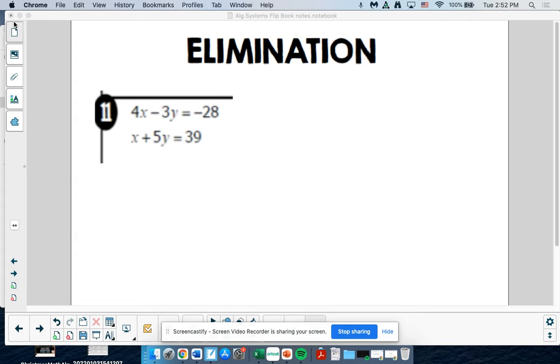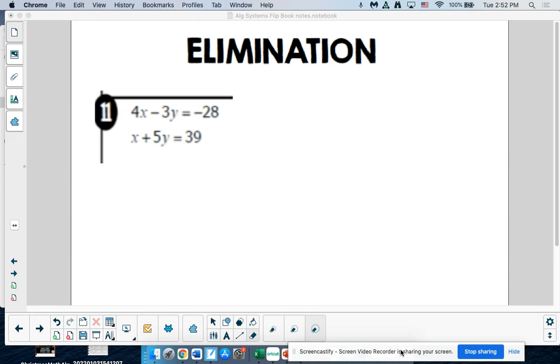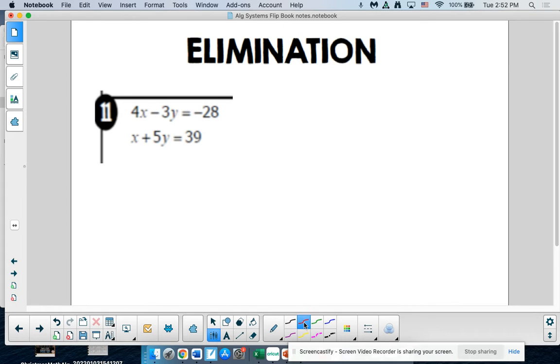Woo! Okay, we're gonna cruise through these four examples in your flip book. So here we go. Remember elimination, your goal is to get rid of one of your variables. These problems are a little different than yesterday. We're gonna have to manipulate our equations a bit, unlike yesterday where we could just add or subtract them, okay?